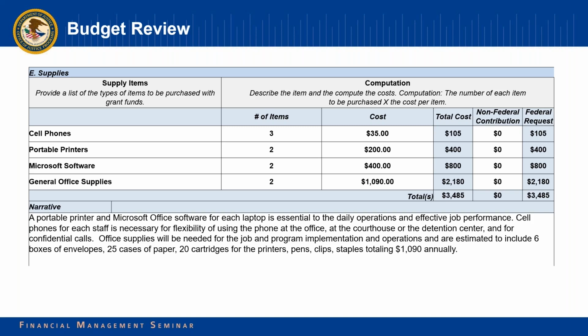If it gets sent back, and let's say you had Microsoft software in supplies and you've been asked to move it to other, do me a favor, go ahead and move it to other, because the goal is to get your budget approved. I just wanted to point that out. There are some items that can fit more than one budget category, and those two are just good examples. So for your narrative for supplies, you want to explain the supply that's being acquired, how it's going to be used in the grant program, and how the costs for those were estimated.